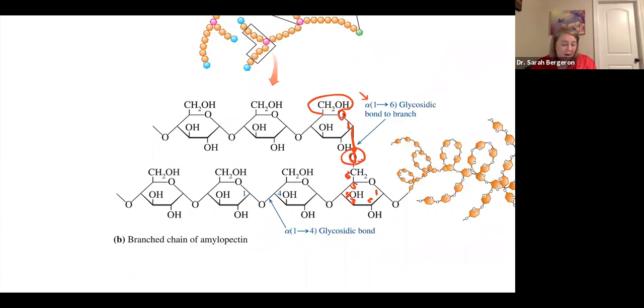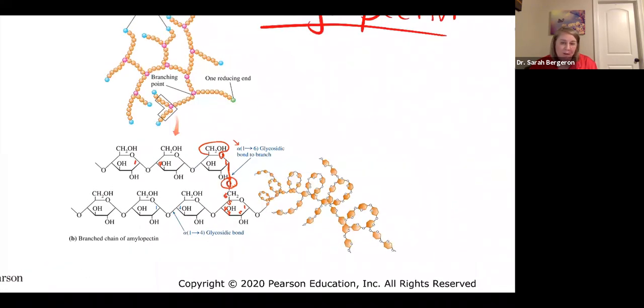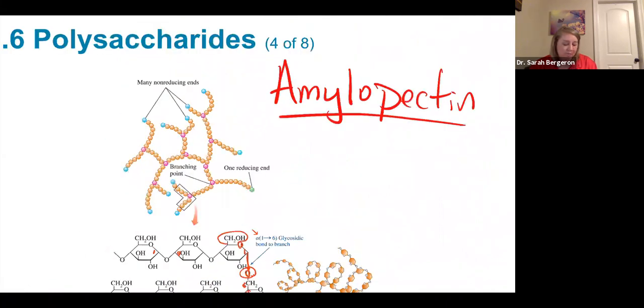Right? Our chain is still a 1,4. It's still our alpha 1,4, but the branch is an alpha 1,6. So make sure you know the difference between the branch and the straight chain.